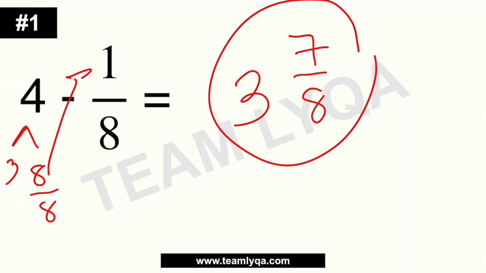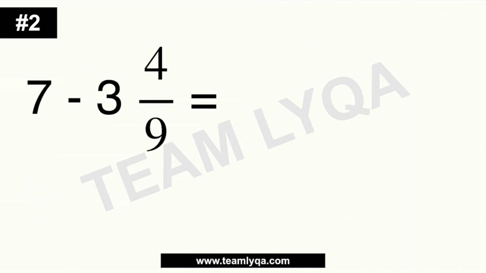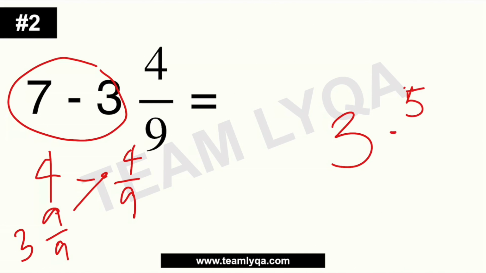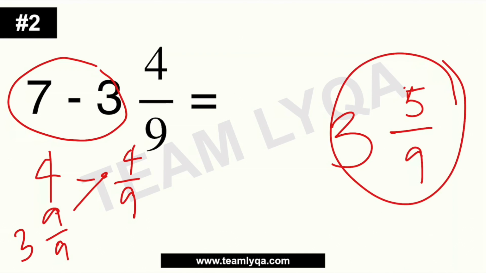I-level up natin a little bit. Number 2, 7 minus 3 and 4 over 9. So again, unahin nyo muna yung 7 minus 3. That will give you 4. So yung 4 na lang minus 4 over 9. So again, split lang natin siya agad. 3 agad dito. Tapos yung 9 over 9, kasi magiging ano siya 3 and 9 over 9. Yung 9 over 9 na yan, 9 minus 4 is 5 over 9. And then you're done. Okay?